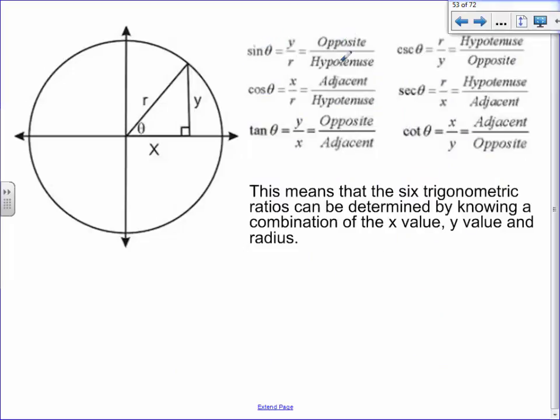Rather than saying that sine is opposite over hypotenuse then, sine is sometimes known as the y over the r. Cosine is the x over the r. Tan is the y over the x. And then similarly for the reciprocal functions as well.